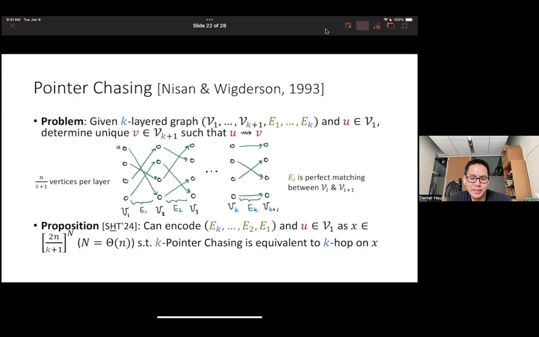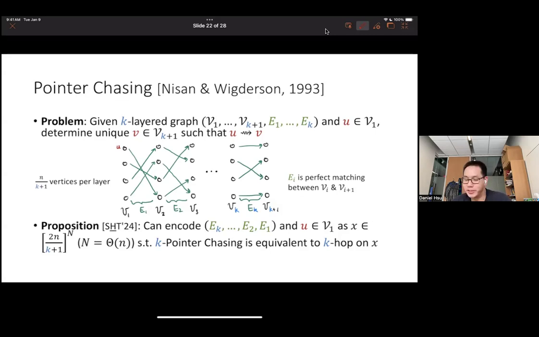That's the problem. And it turns out you can encode such an instance of this problem as an instance of the K-hop problem. Roughly, the edge sets will show up in reverse order in this sequence. So when you solve K-hop for this particular sequence, it will be the same as figuring out which vertex the start vertex is connected to in the final vertex set. It's a fairly efficient reduction from pointer chasing to K-hop.